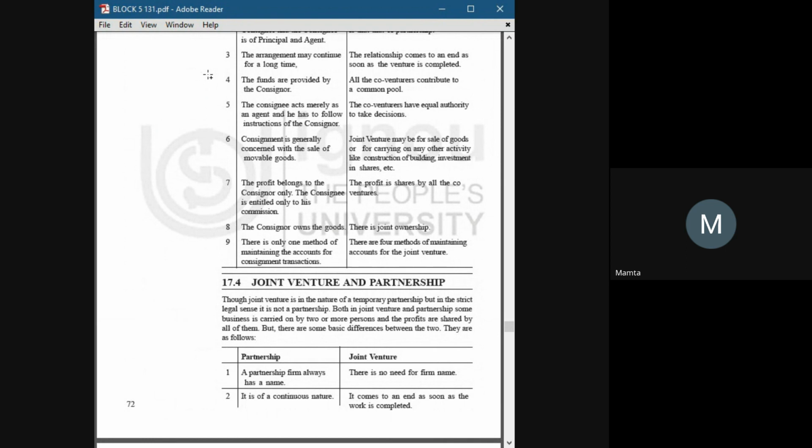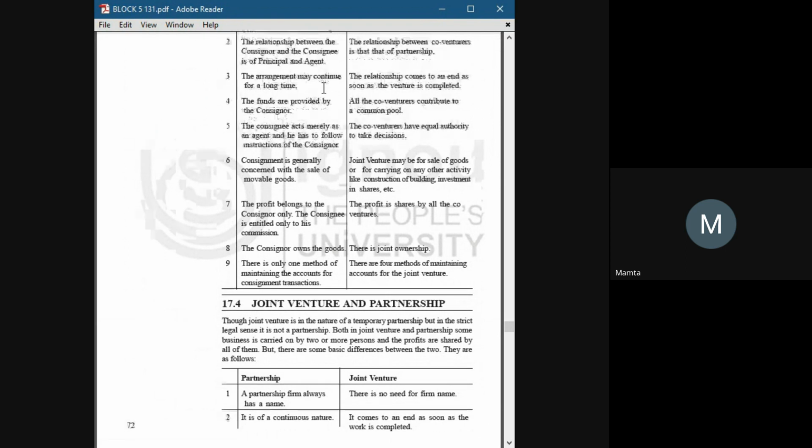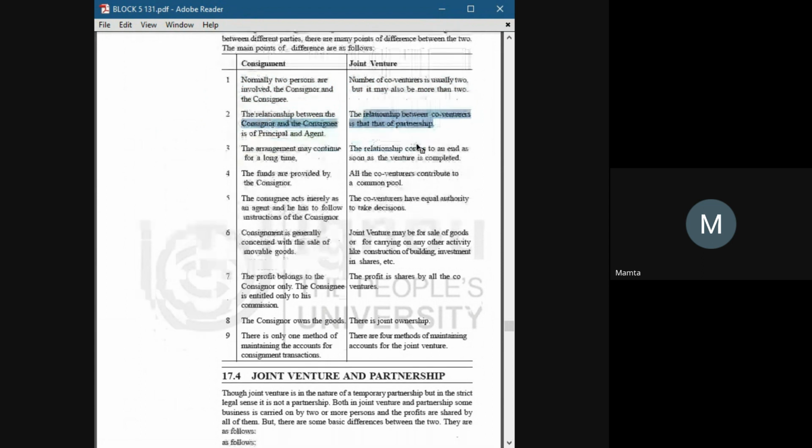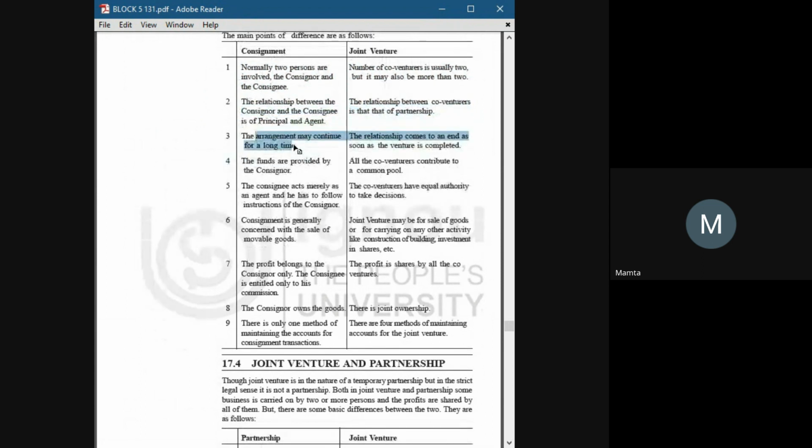Joint venture and consignment. Let's see the difference between joint venture and consignment. In consignment, normally two persons are involved, the consigner and the consignee. But in a joint venture, co-venturers are usually two or maybe more than two. The relation between consigner and consignee is of principal and agent. But the relation between co-venturers is of partnership.